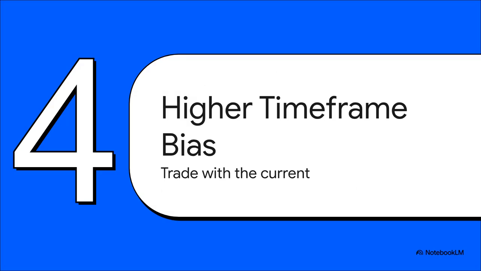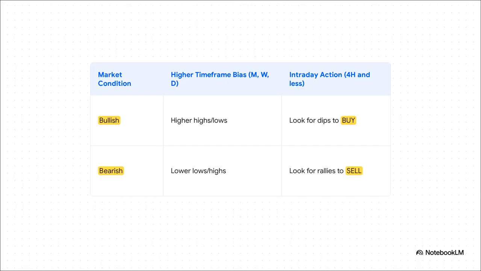Okay, now we're going to add a really powerful strategic layer on top of all this, using a higher time frame bias. This is how you make sure you're swimming with the big institutional current instead of trying to fight against it. This table basically simplifies the whole idea.